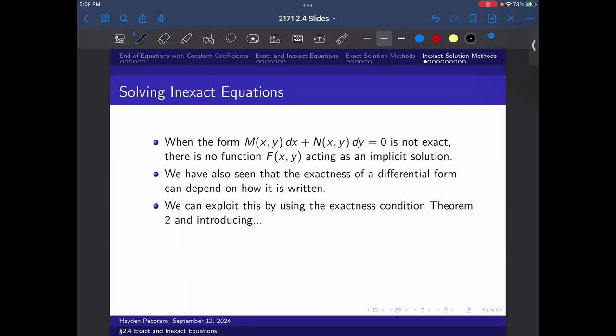What happens when things are inexact? You don't solve them? Sure.